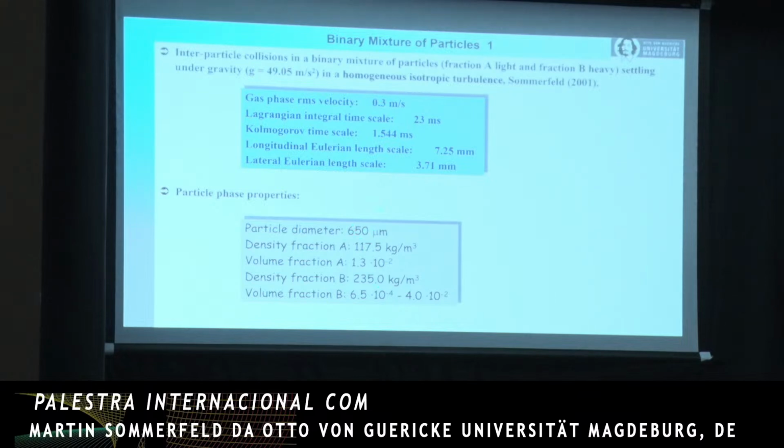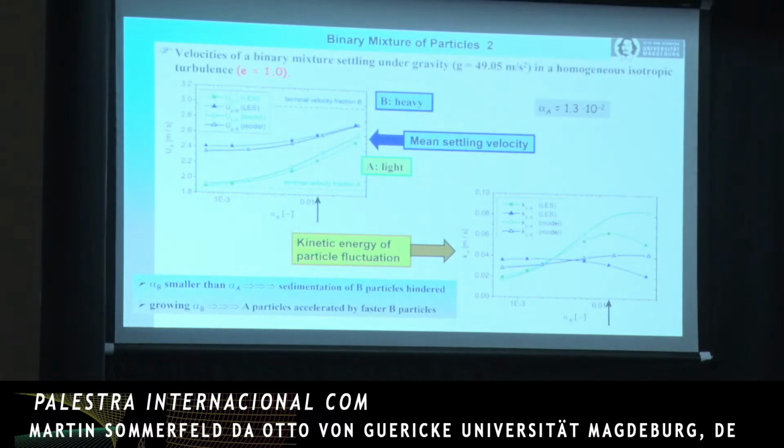The particles are very large in this case, but the density is very low. Both particles are 650 microns. Particle A is 117 kilograms per cubic meter, and particle B is 235. Due to the different weight, they have a different sedimentation velocity. Then we have a fixed volume fraction of A particles, and we vary the volume fraction of B particles. This is the result here.